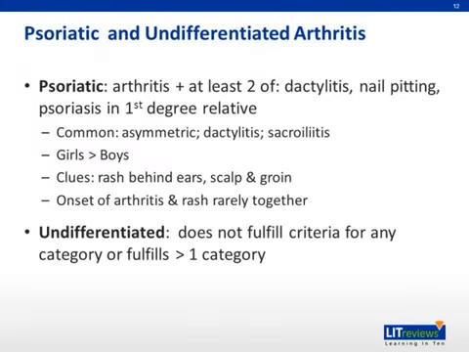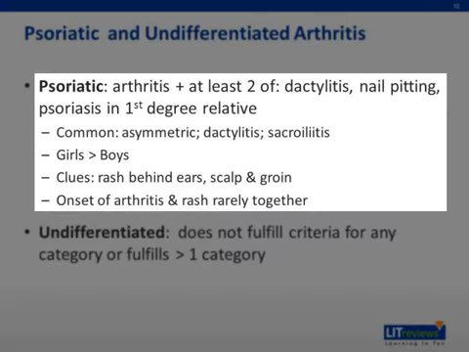Next, psoriatic and undifferentiated arthritis. So the criteria for psoriatic arthritis includes 2 of the following: dactylitis, or inflammation of the finger, nail pitting, or psoriasis in a first-degree relative, along with arthritis in the patient. It is usually asymmetric, involves the SI joints, or sacroiliac joints, and often includes dactylitis, also known as sausage digits.